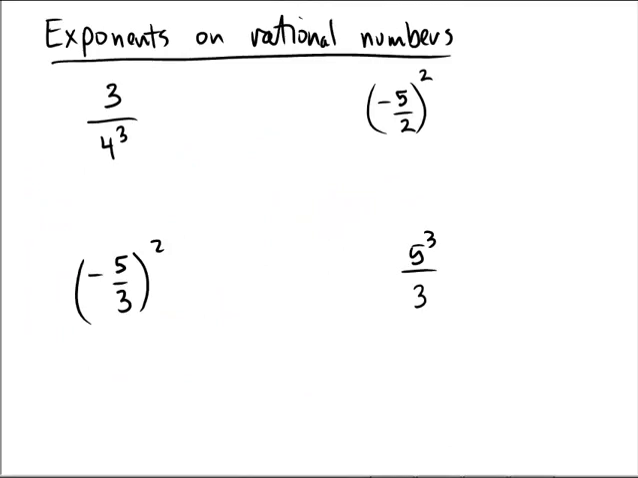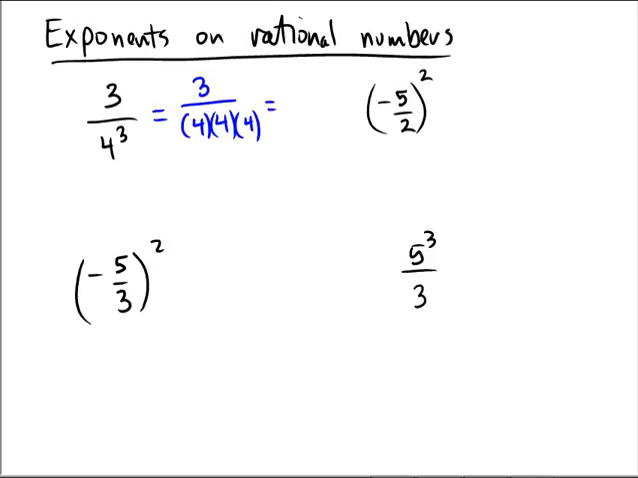Why don't we try to evaluate some expressions that use exponents on rational numbers. So in the top left corner, we have 3 over 4 cubed. So this would be interpreted as a 3 in the numerator, and in the bottom, with the 4 being cubed, we have a 4 times a 4 times a 4.